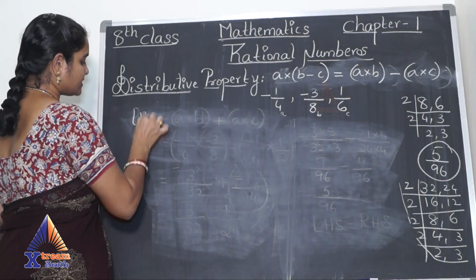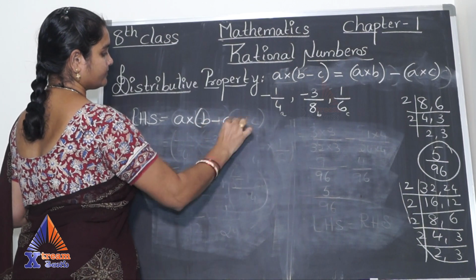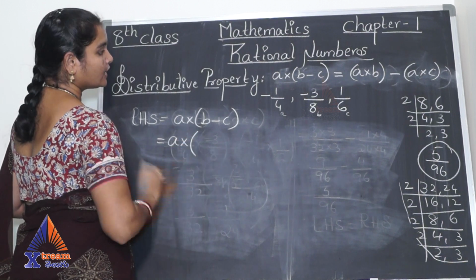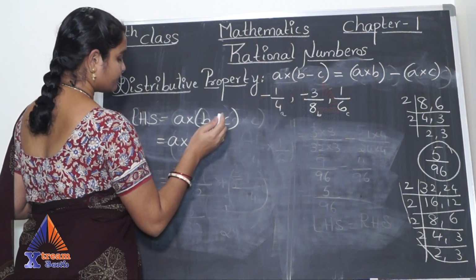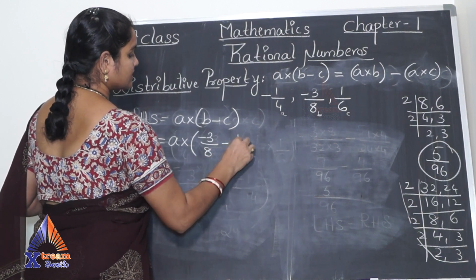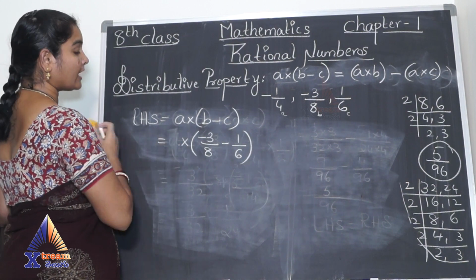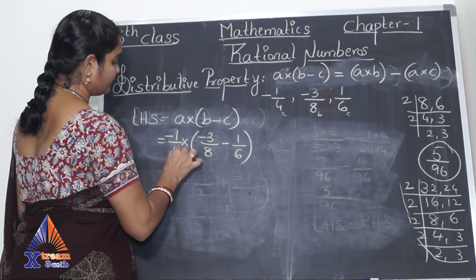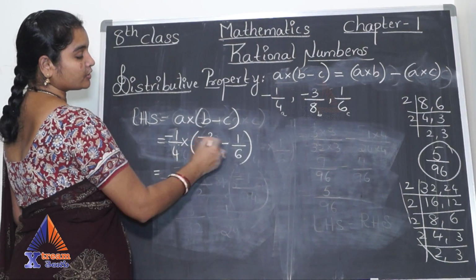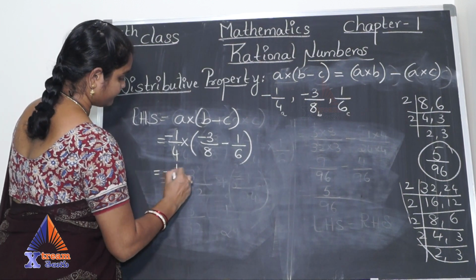We start with the same step with LHS. A into B minus C. A into, what is B we have? Minus 3 by 8 minus 1 by 6. See, I forgot to substitute A value over here. It's minus 1 by 4. So first we subtract these both, or because both are negative rational numbers, we can add those both.